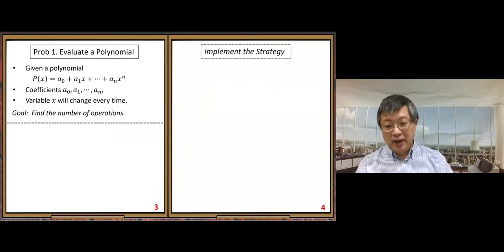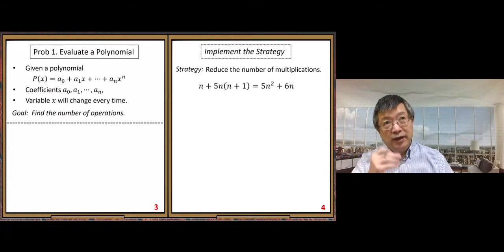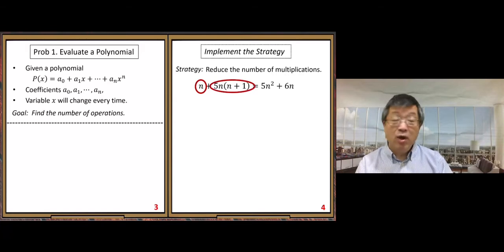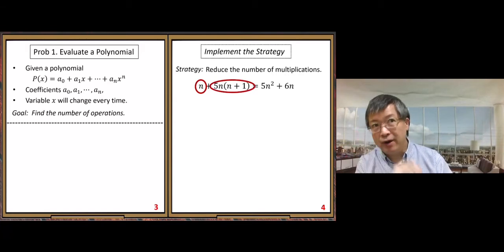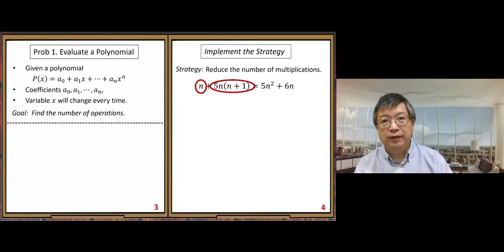Next, implement the strategy. How to do it? How to get there? So we look at this issue. For the formula part, 2 terms. The second one is much bigger than the first one, so we know we should work on the second term. Try to reduce as much as we can on the second term.